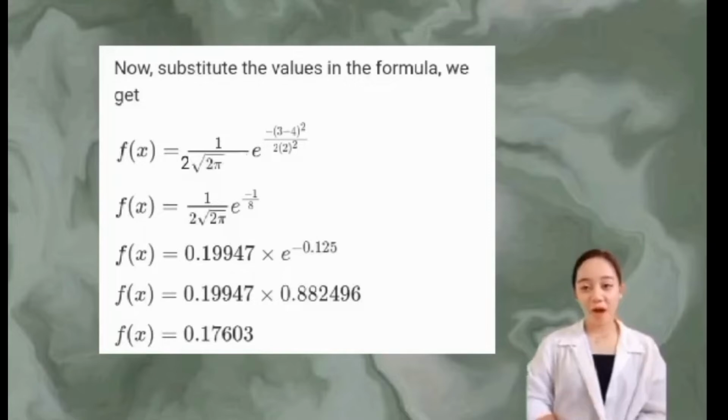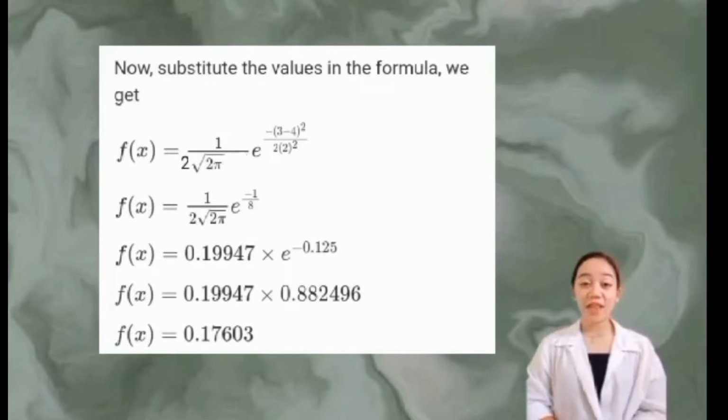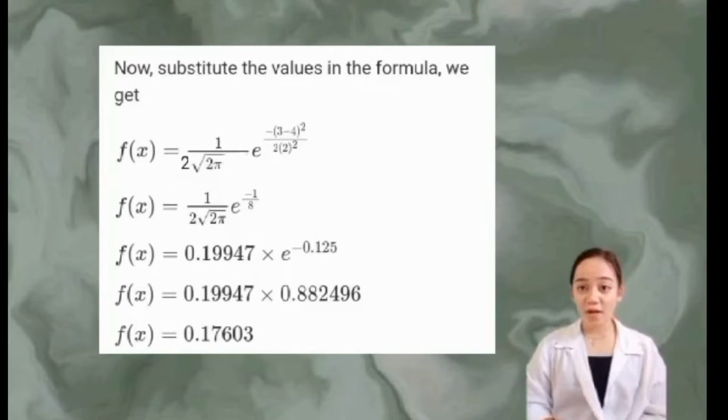So here we have come up with 1 over 2 times the square root of 2 times pi. So if you're wondering, ma'am, where does the 2 come from? So the 2 is just the value of the standard deviation. We just substitute it. And then next, e raised to the power of negative 3 minus 4 quantity squared. So ma'am, where do the 3 and 4 come from? 3, isn't that the value of our random variable x, then we just substituted it. And also 4 is our mean.